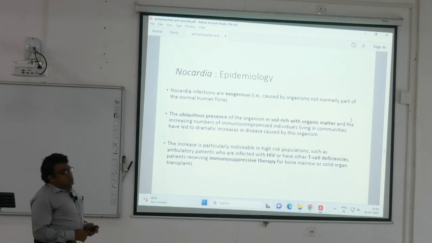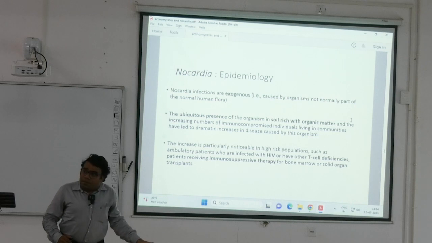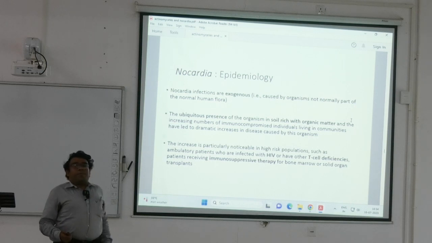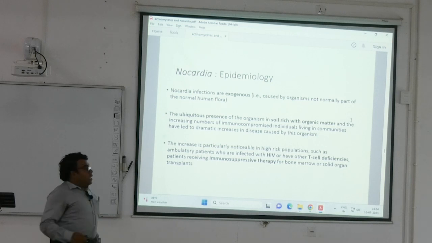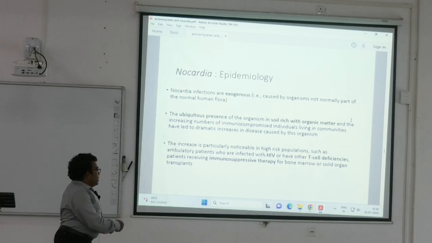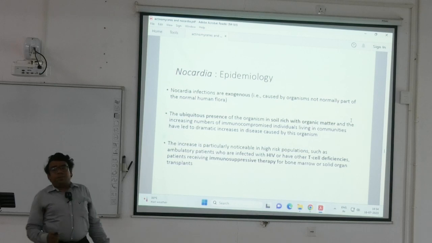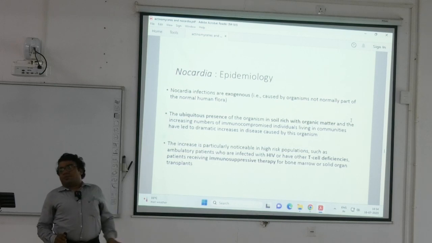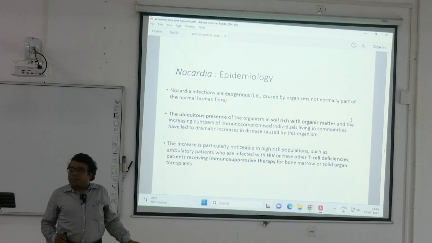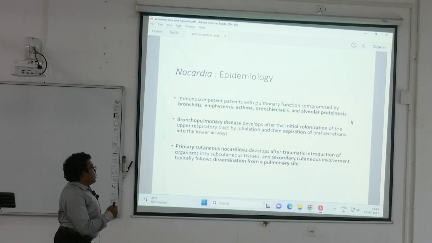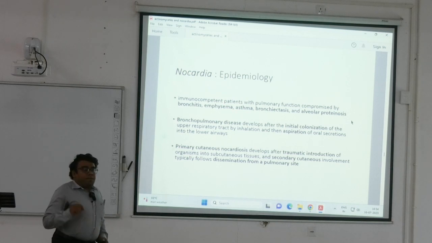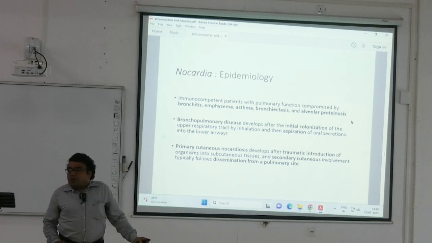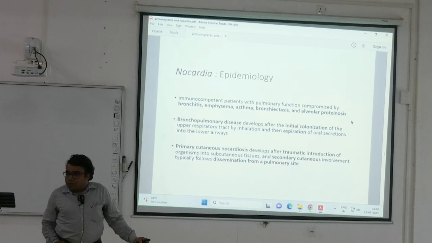This particular organism may infect immune competent patients, but those much more susceptible are immune compromised people, like people infected with HIV, T cell deficiency, and people receiving immune suppressive therapies, say post transplant patients, either bone marrow or solid organ transplant. Now, in immune competent patients, the main mode of infection is by the respiratory route.